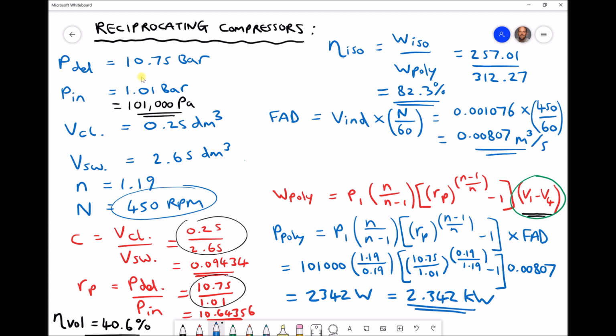In the next video, we're going to look at an alternative method for evaluating the volumetric efficiency, and we're going to compare that with the volumetric efficiency obtained here, down in the bottom left-hand corner, of 40.6%. And ideally, although the two methods differ, we should arrive at the same volumetric efficiency of 40.6%.